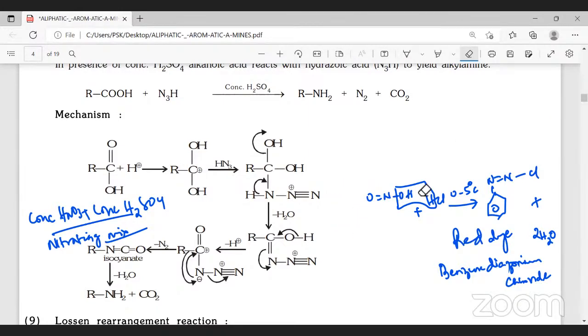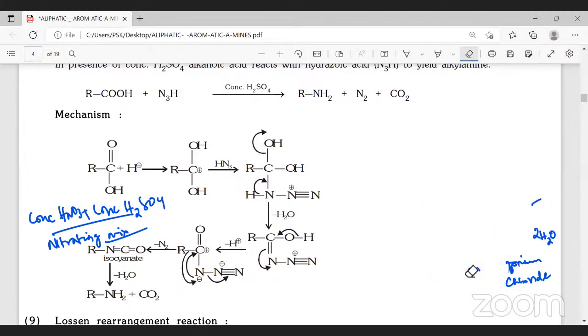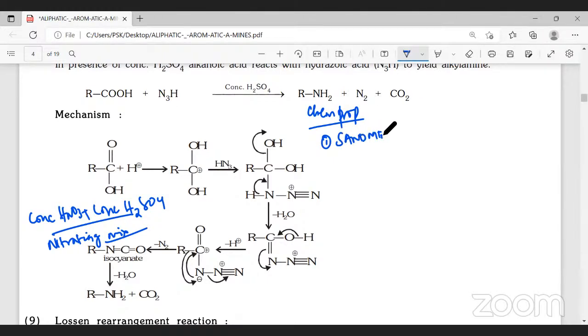The first chemical property we will be learning is called Sandmeyer's reaction. Important. This is actually an easy chapter compared to all other organic chemistry. So under the chemical properties, the first one is called Sandmeyer's reaction. It's a named reaction. It's also called replacement of halide or cyanide reaction. Replacement of halide or cyanide.